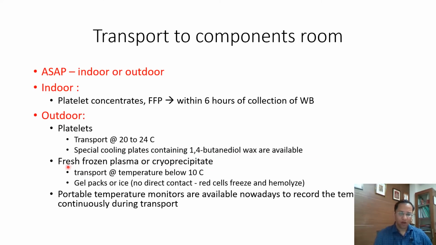You can use them. For FFP or cryoprecipitate, we transport at a temperature below 10 degrees Celsius. You have very good smart boxes available for transportation now. You can have gel packs or ice, but please remember that there should be no direct contact with the red cells, because this can cause hemolysis. Now, portable temperature monitors are available. If you have them, it is very good to place them, as they will record the temperature continuously during the transport.